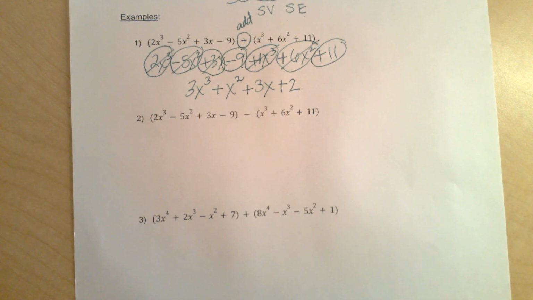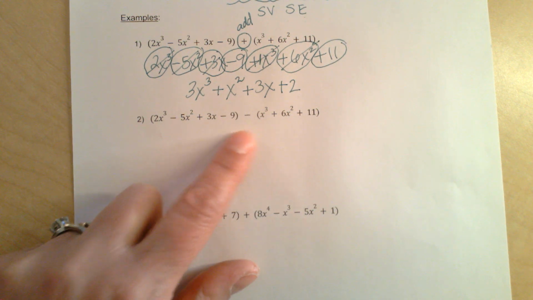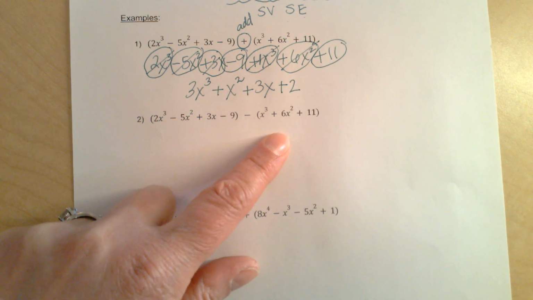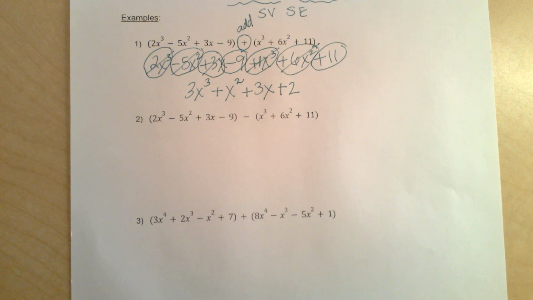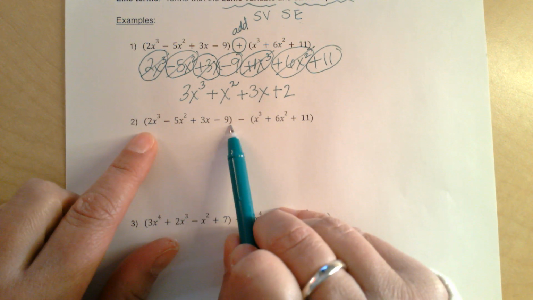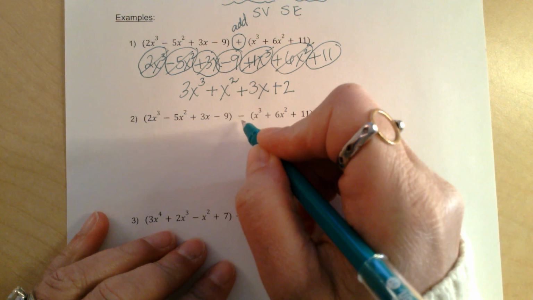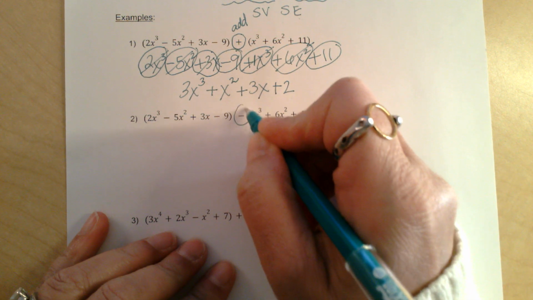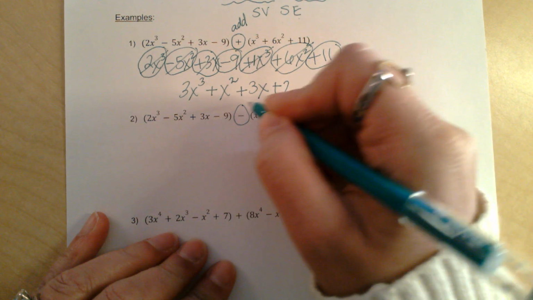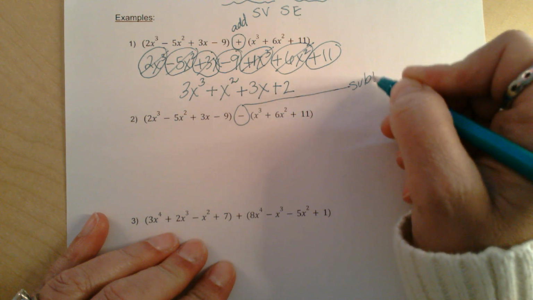All right, let's do number 2. Number 2, 2x cubed minus 5x squared plus 3x minus 9 minus, x cubed plus 6x squared plus 11. Okay, so we have a set of parentheses here and a set of parentheses here. Let's look. We see that we have a subtraction. So we are going to subtract. This is telling us subtract.